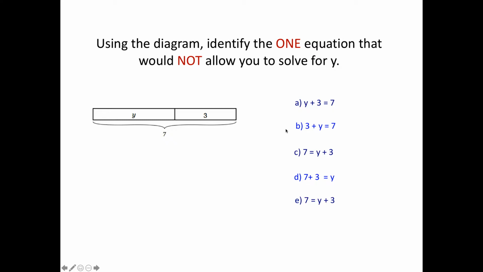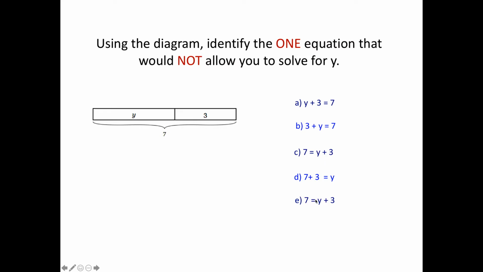Well, letter C and letter A look the same, except we just flipped the expression of y plus 3 from the left side to the right side. This one looks the same. In letter D, it says 7 plus 3 equals y. And that doesn't really make much sense to me because if I had 3 here and I added it to the 7, it would bring this box out further over here.